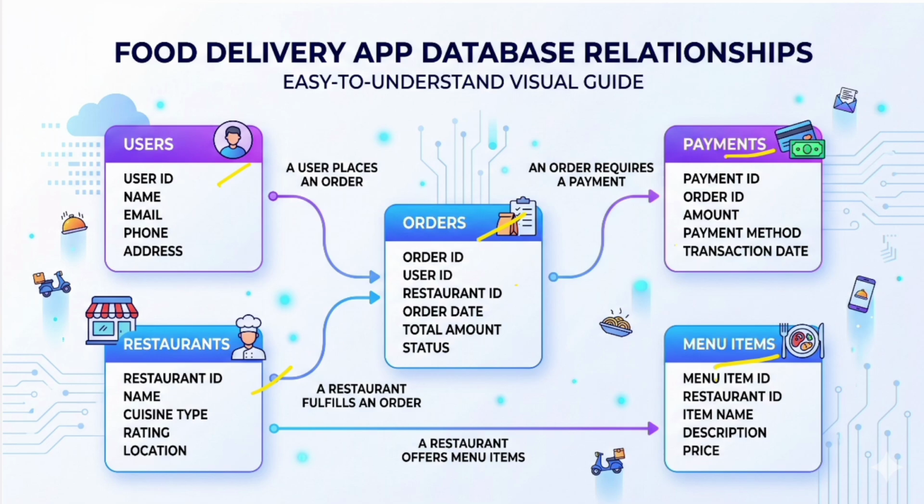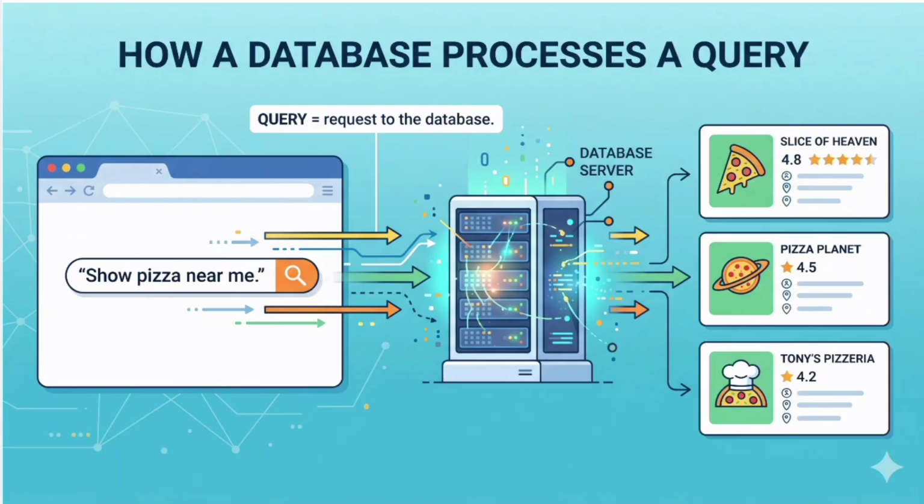Relationships help the database understand how different pieces of information belong together. This is why the app can show your order history, restaurant menu, payment status and delivery update correctly, because all of these are interconnected for your experience to be better.